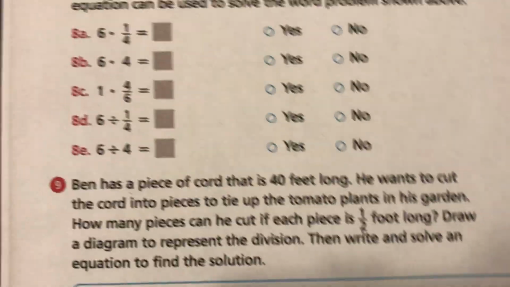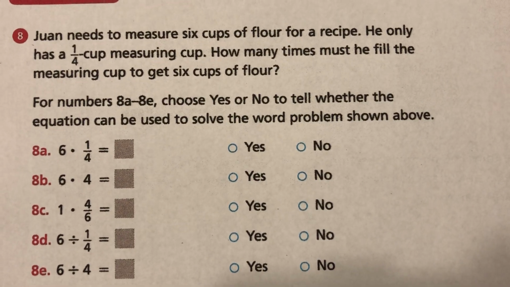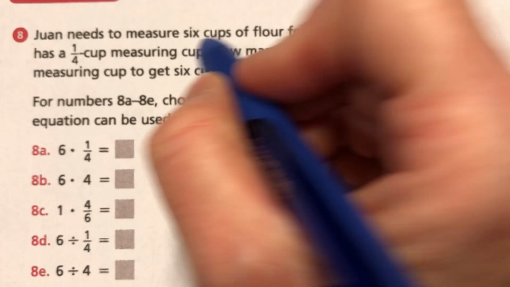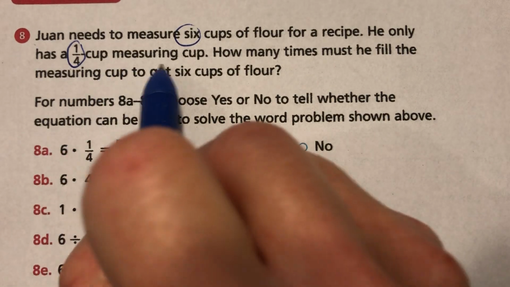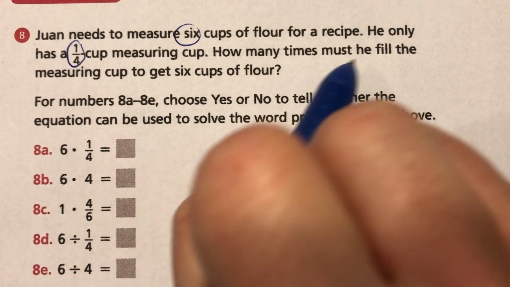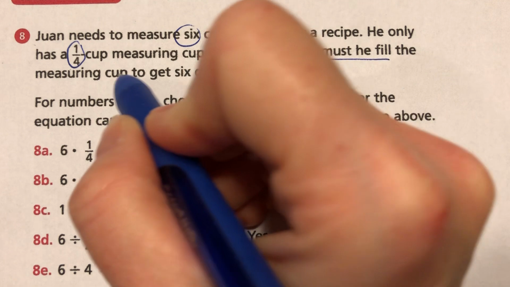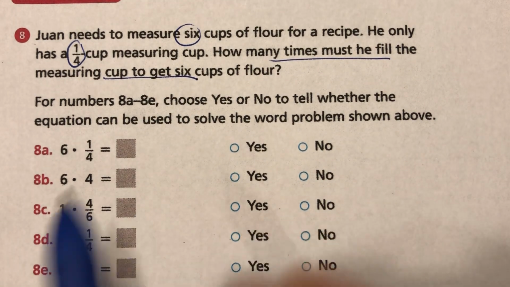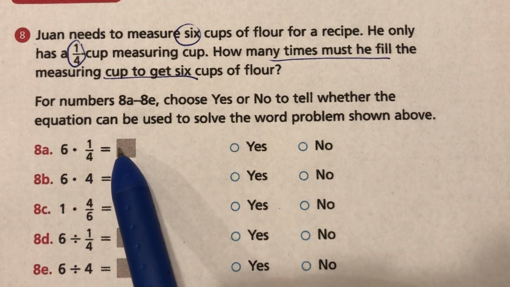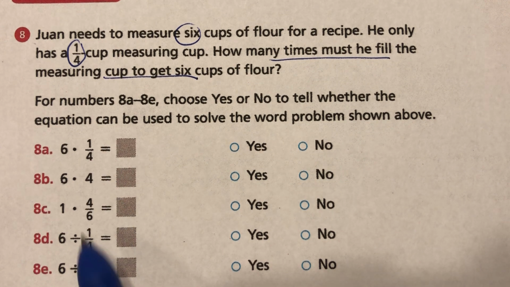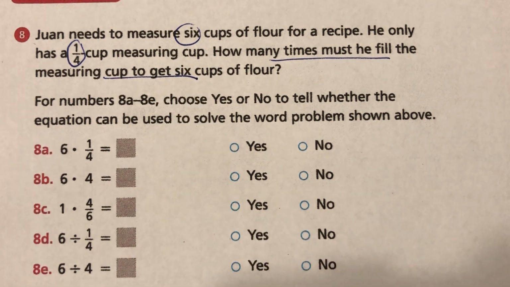All right, now we're in number 8. Number 8 says, Juan needs to measure 6 cups of flour for a recipe. He only has a 1/4 of a cup measuring cup. How many times must he fill the measuring cup to get the 6 cups of flour? Okay, so what it wants you to do is tell whether or not each of these equations could be used to solve that.